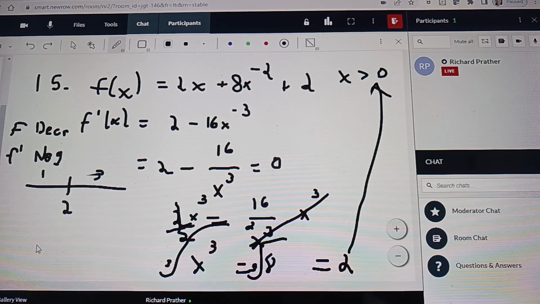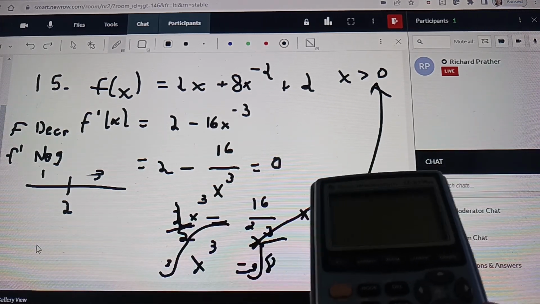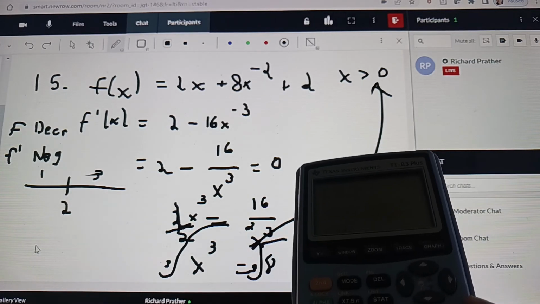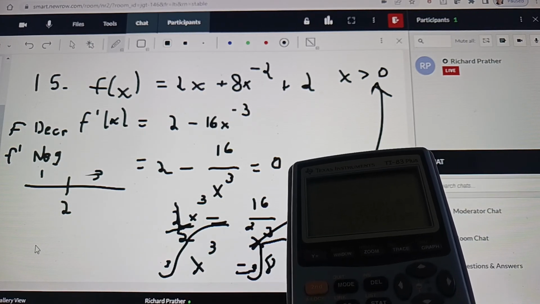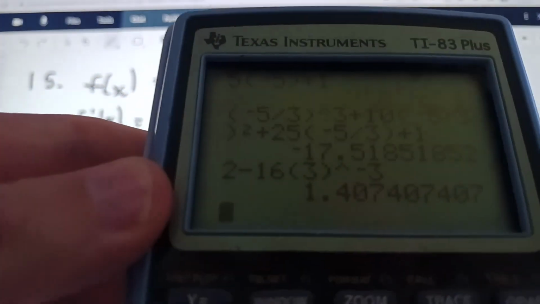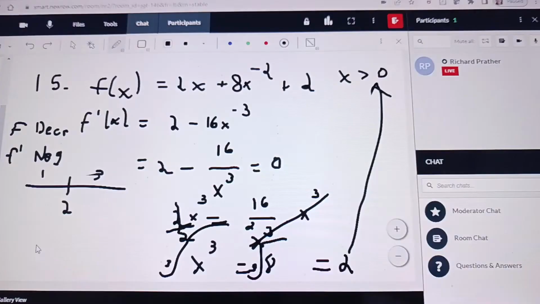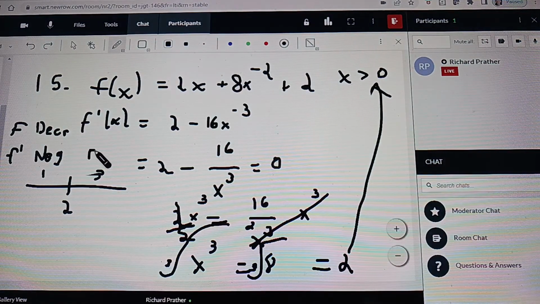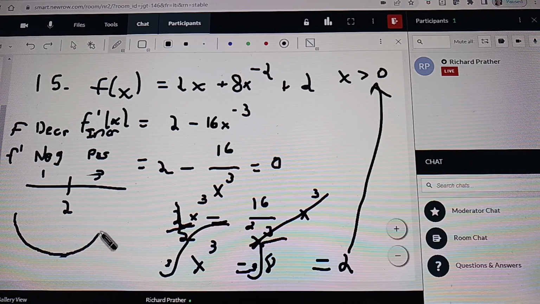Does it switch to increasing after 2 is the question. So what is 2 minus 16 times 3 raised to the negative third power? Is it positive or negative? It is positive. The derivative is positive after 2. So the original graph is increasing after 2. So you're decreasing first until you get to 2. Then you're flat for that moment in time where the derivative is 0. And then you're increasing after that. That's a local minimum or a relative minimum.